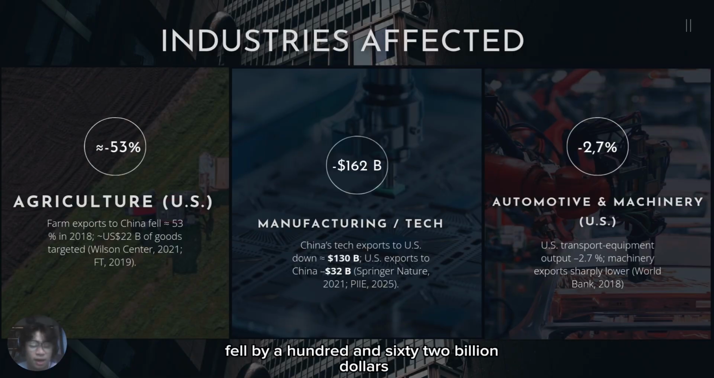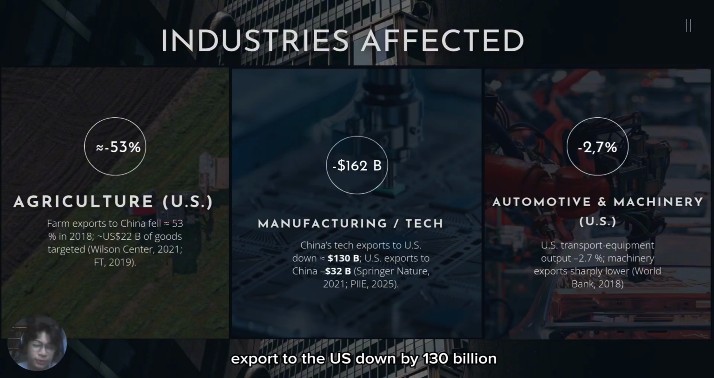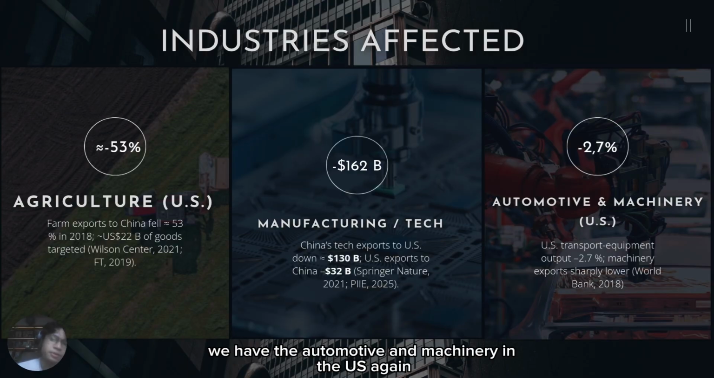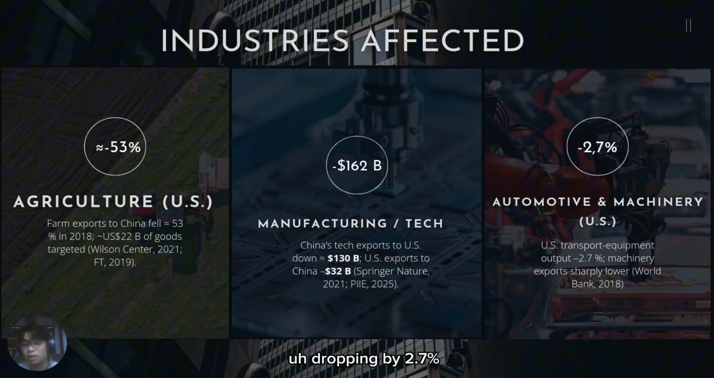Manufacturing fell by $162 billion, and exports, which include China tech exports to the US, are down by $130 billion, and US exports to China are down by $32 billion. Next, we have automotive and machinery in the US, again dropping by 2.7%.